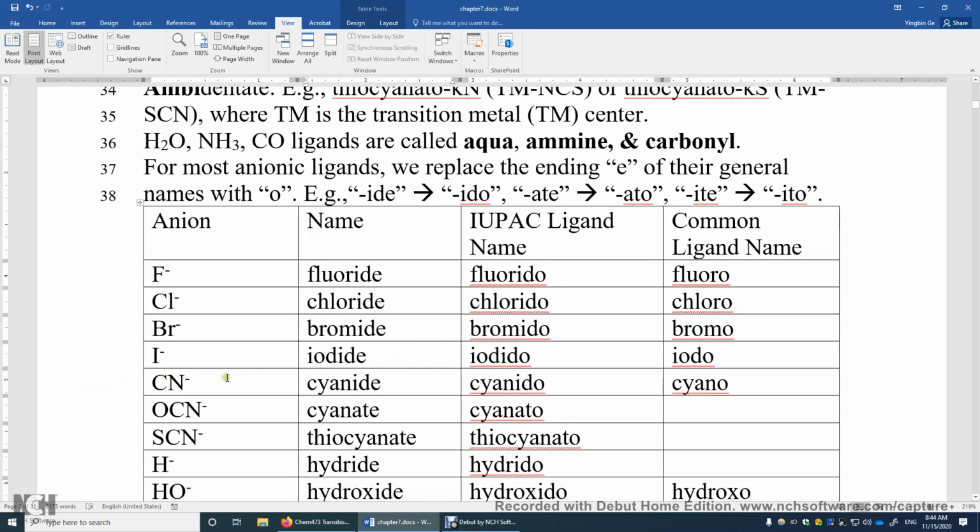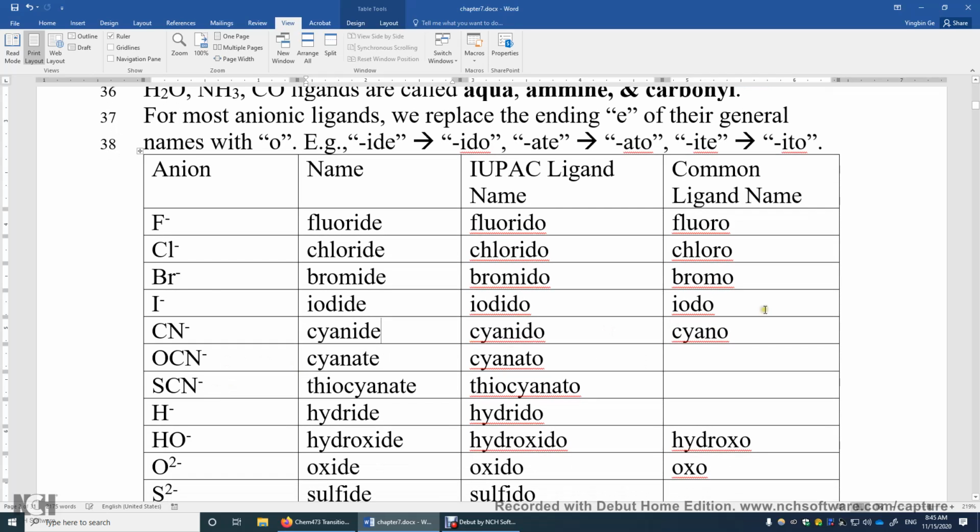This is cyanide in general chemistry. Now it becomes cyanido in transition metal chemistry. And the common name is cyano group, cyano functional group. In organic chemistry, we call that the cyano functional group, CN. So we can still use that common name in transition metal chemistry, but the IUPAC name is cyanido.